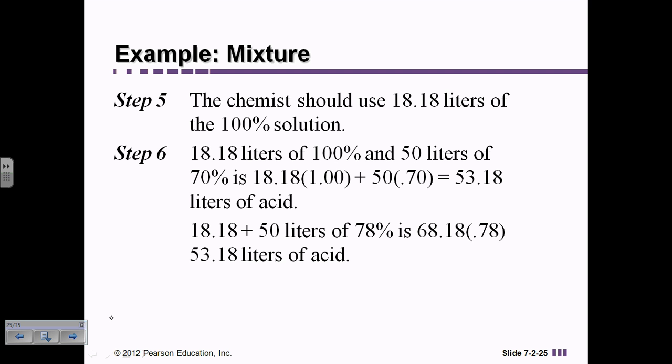Then we're going to do the same thing with the other side, and we're going to do 18.18 plus the 50 liters, which is 68.18, times the 78% gives us 53.18 liters. So it does check out.